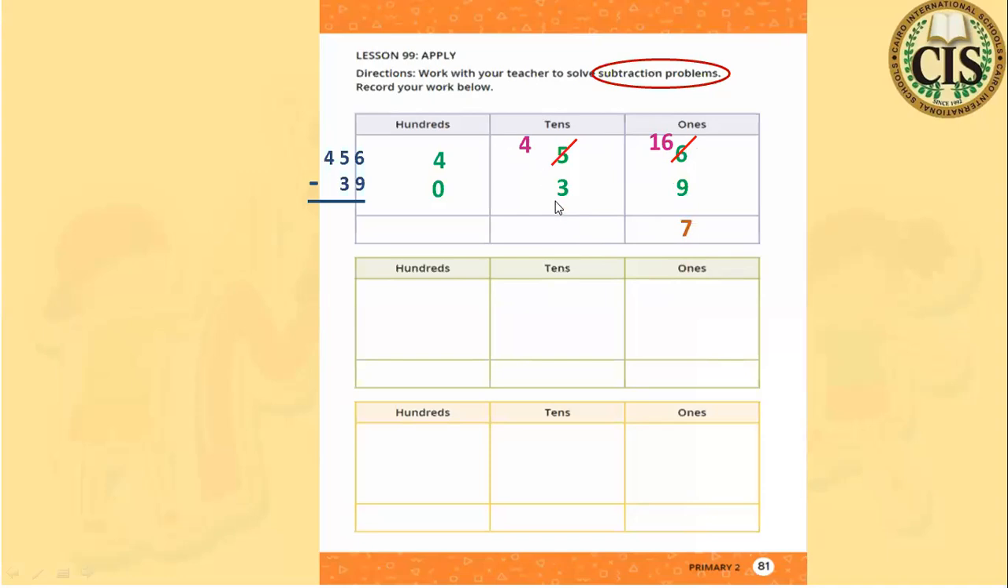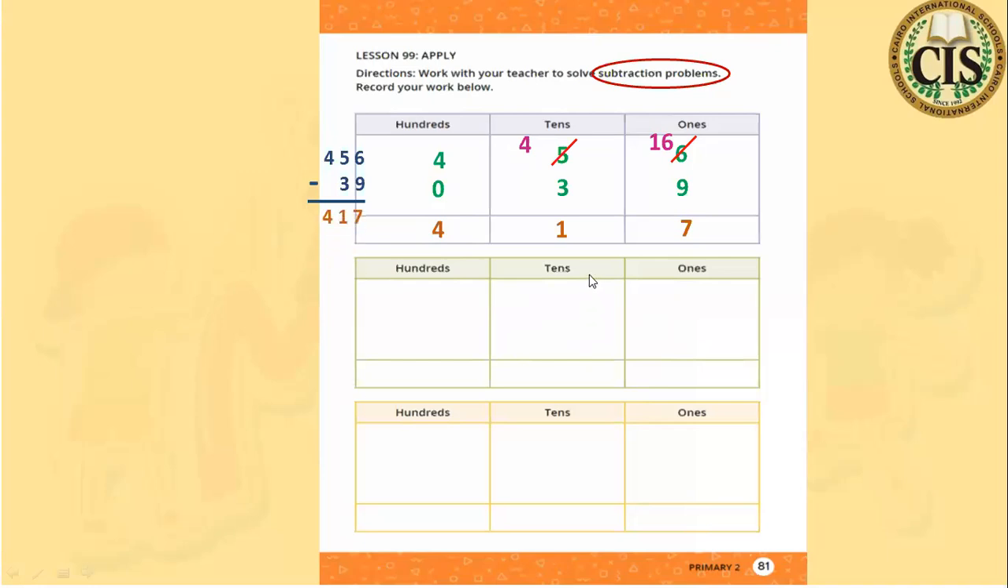4 minus 3 equals 1. 4 minus 0 will be 4. 417. Okay? Very good, Muhammad. Very good, Farah. Very good, Hala. All of you excellent.